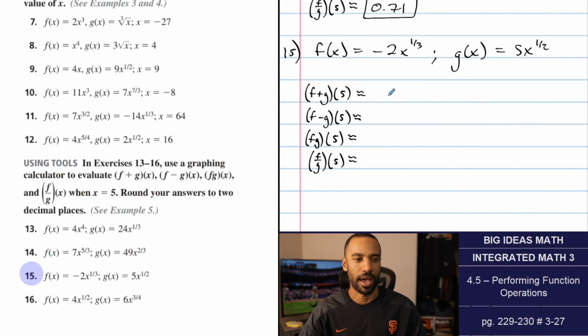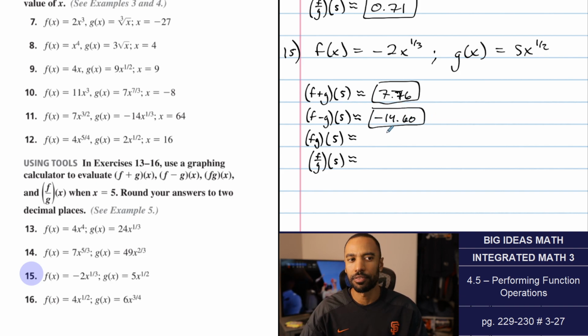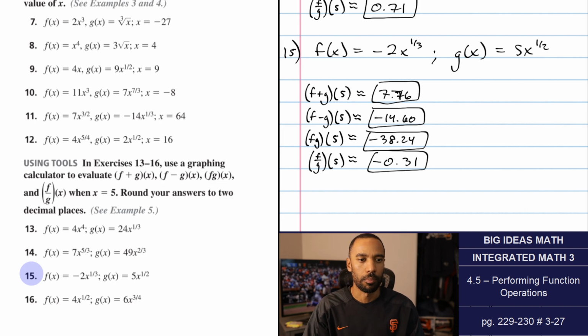So we're going to get about 7.76. Yikes. Negative 14.60. Negative 38.24. And I just have to trust it's right. I mean, I hope I typed it correctly. And negative 0.31. Okay. One more on number 16.